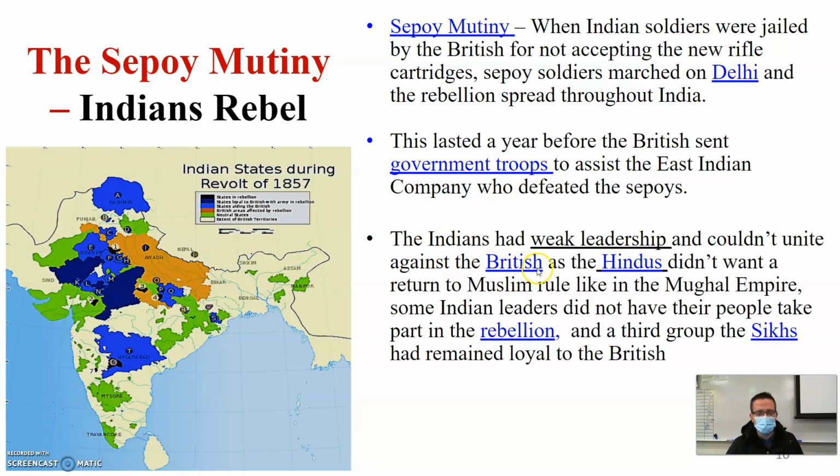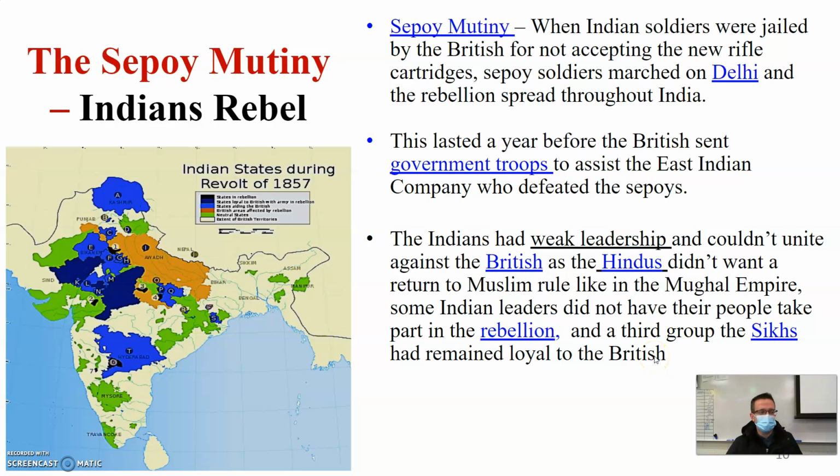So the Indians had weak leadership and couldn't unite against the British, partly because the Hindus didn't want to return to Muslim rule like in the Mughal Empire. Some Indian leaders had their people take part in the rebellion, and others did not, and a third group, the Sikhs, remained loyal to the British. So they were not one people.